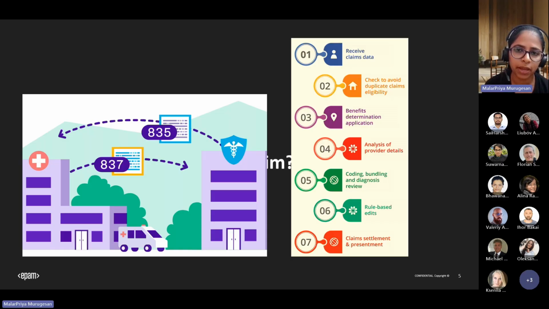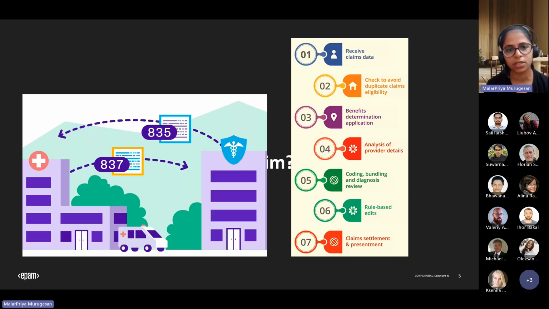But what is happening on the payer side really? First, they will receive the claims data, and then they will check for duplicate claims, because the member can submit claims again for the same treatment they have applied for. So they will check for duplication, if any. If the claim is not a duplicate, then the third step is benefit determination: whether this member is eligible for this particular treatment, this particular benefit, and whether they might have already exhausted the amount that was allocated to them. So the claim will go through all this benefit determination.